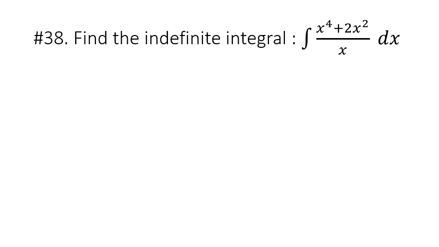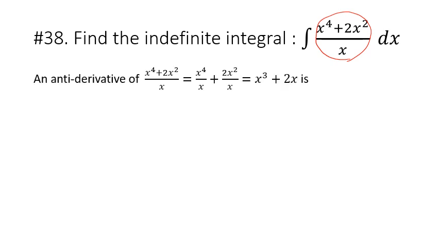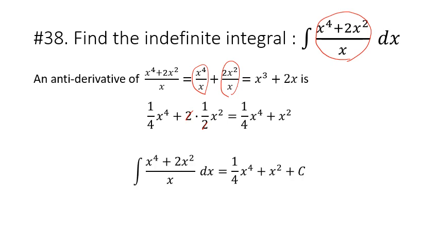Practice 38, find the indefinite integral. First, you have to take the antiderivative of the inside function, but before that, I'm going to simplify. So we split into two fractions and reduce: x cubed plus 2x. For the antiderivative, the power goes up by 1. It becomes 1 over 4 x to the 4 plus 2 times 1 over 2 x squared. The 2 cancels out. It becomes 1 over 4 x to the 4 plus x squared. So this integral is this antiderivative plus c. So this is going to be our answer.